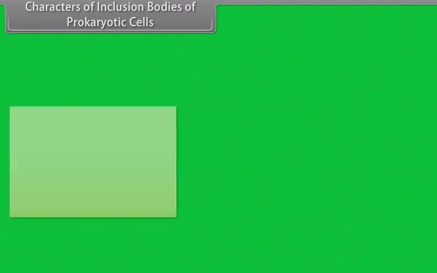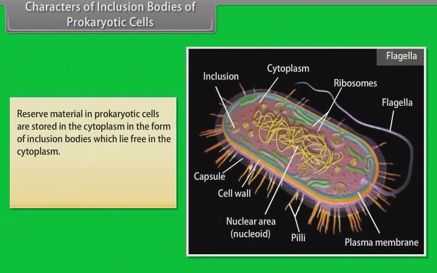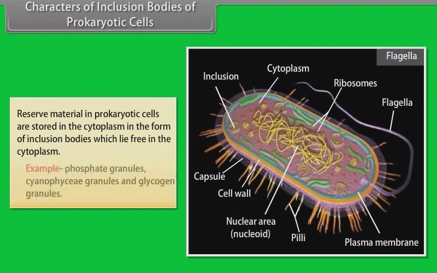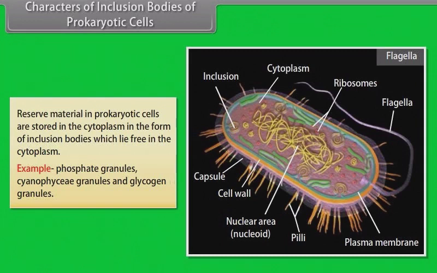Characters of inclusion bodies of prokaryotic cells. Reserve material in prokaryotic cells is stored in the cytoplasm in the form of inclusion bodies, which lie free in the cytoplasm. Examples: phosphate granules, cyanophycin granules, and glycogen granules.